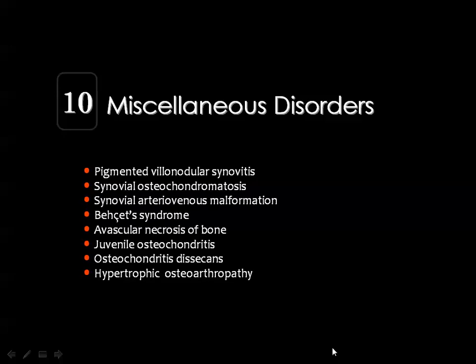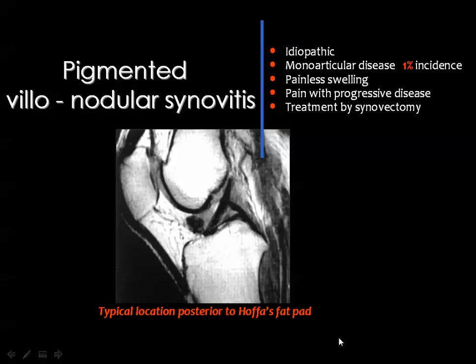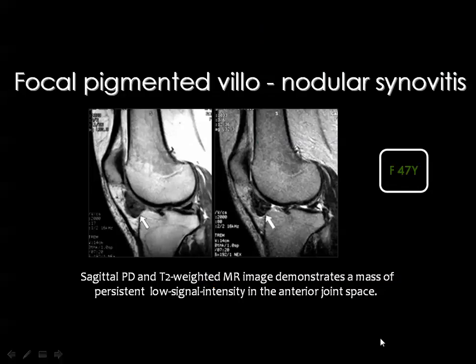Finally, we came to the miscellaneous disorders. We want to discuss the pigmented villonodular synovitis, synovial osteochondromatosis, and some of these particular issues. You remember that the pigmented villonodular synovitis is an idiopathic monoarticular disease which occurs in many joints and particularly in the knee, and this is one of the common locations for the pigmented villonodular synovitis. You develop multiple synovial masses of low signal in the T1 and T2 weighted image, and if you inject contrast, they may show contrast enhancement.